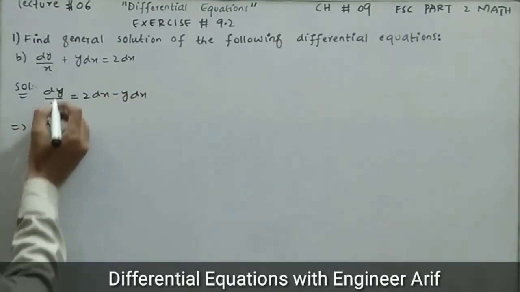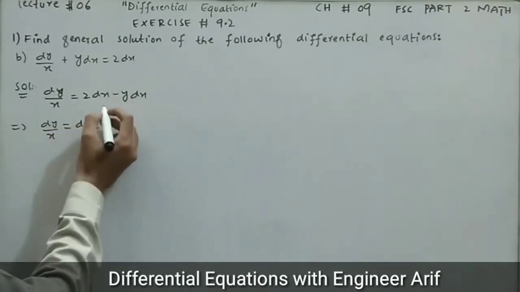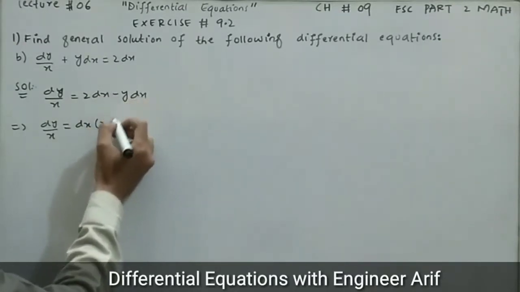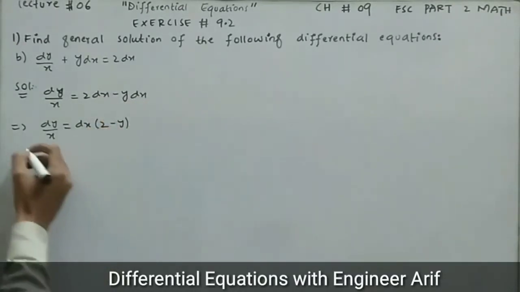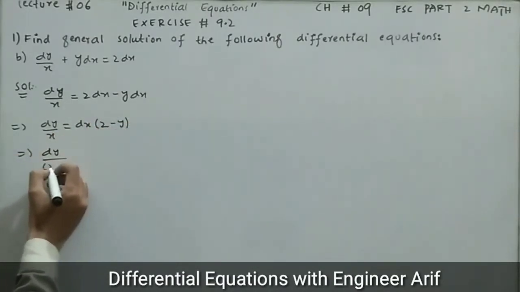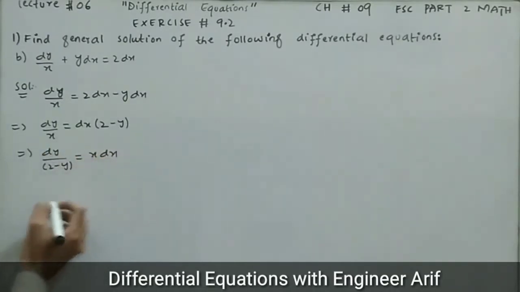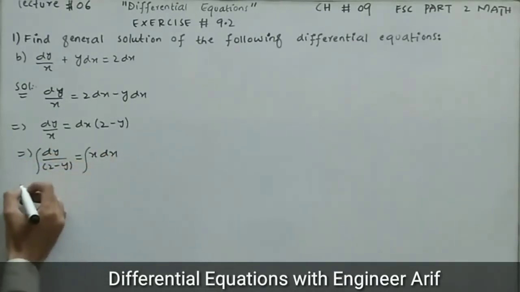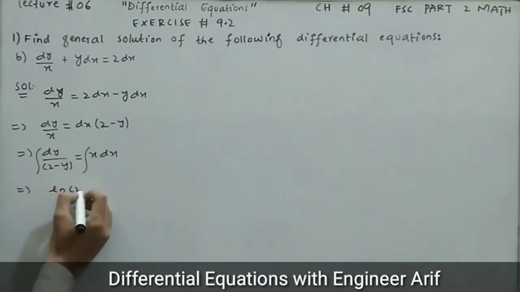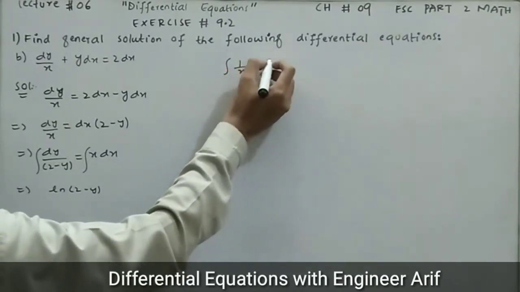By further simplification, dy over x will come down as it is. From here dx is common, so take it outside. So here I am left with 2, and by taking dx common we are left with negative y. Using separable differential equation, shift 2 minus y to the left hand side, it becomes dy over 2 minus y is equal to, shift x to the right hand side, it becomes x dx, and take an indefinite integral on both sides. The general integral of 1 over x dx is always equal to ln x.